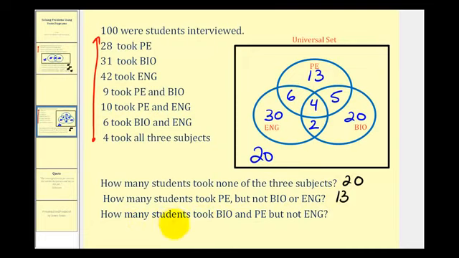And the last question, how many students took biology and PE but not English? They took biology and PE, they're in this region here, but these 4 did take English, so it's only going to be 5 that took biology and PE.